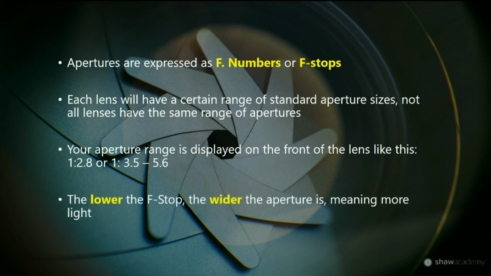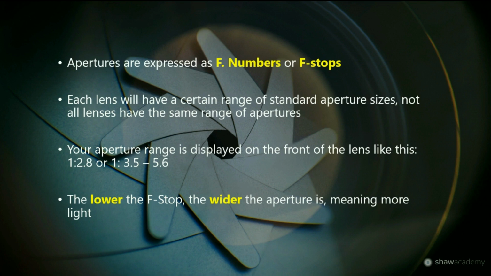Now, where apertures can get a little bit confusing, and why I think they're more confusing compared to shutter speeds, is that the lower the f-stop or the f-number, the wider the aperture is, meaning more light comes in through the lens. So sometimes photography goes a little bit against logic.